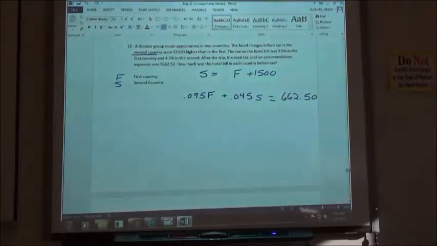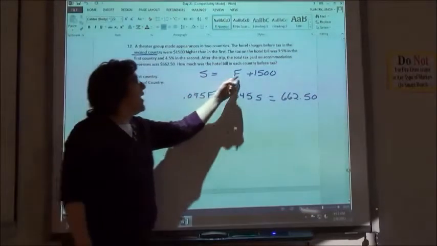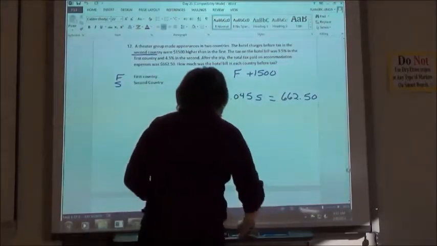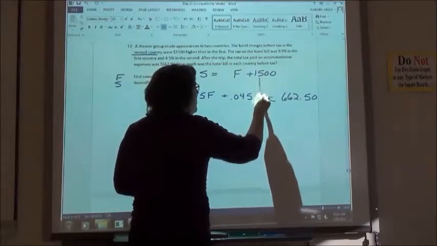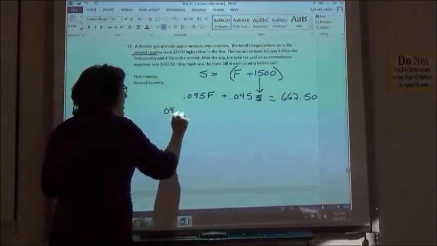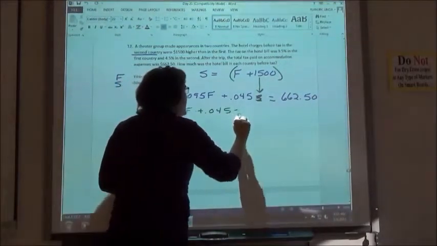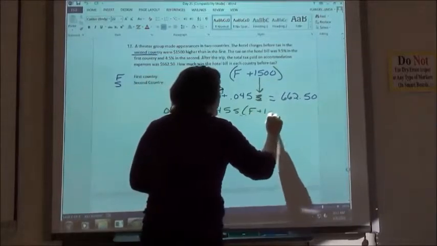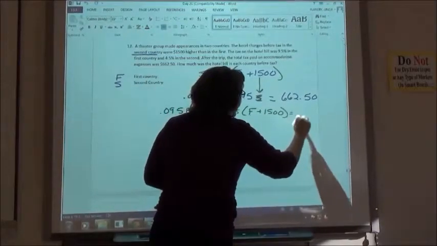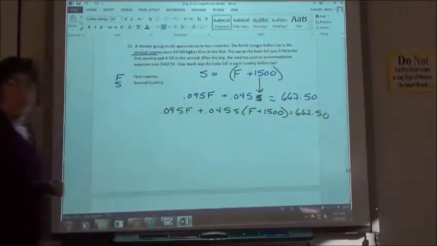So again, I'm going to solve by substitution. I'm going to replace the S with the F plus 1,500. So I'm going to get rid of this and put that in its spot. And I'm going to have 0.095F plus 0.045 times (F plus 1,500) equals 662.50, so that I have the same variable in my equation.